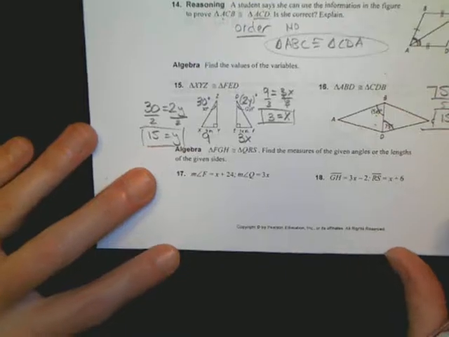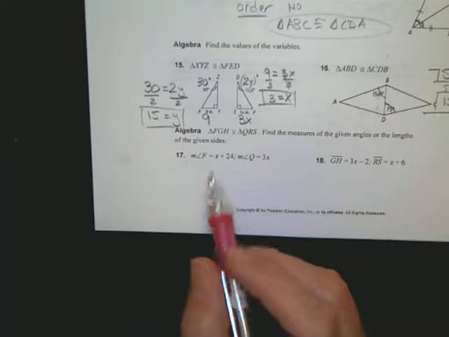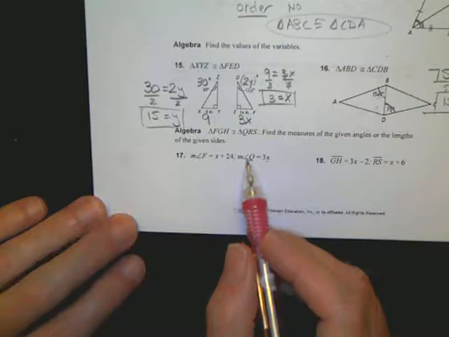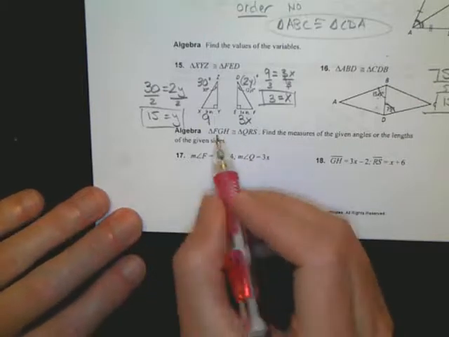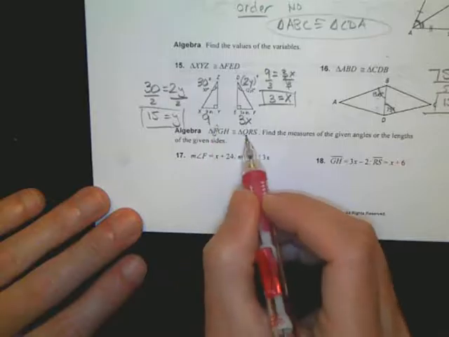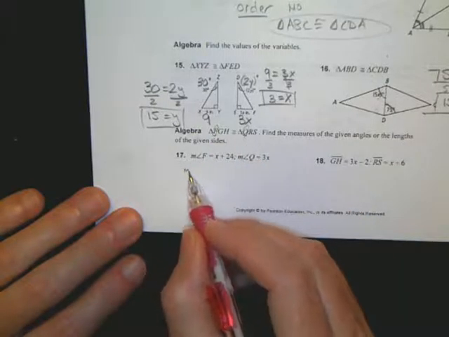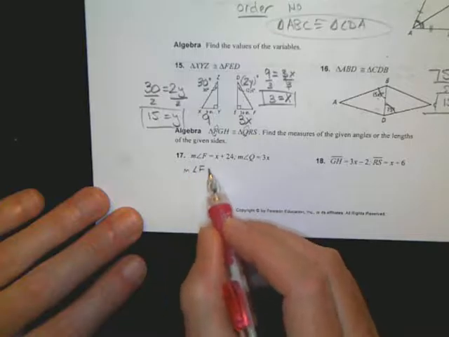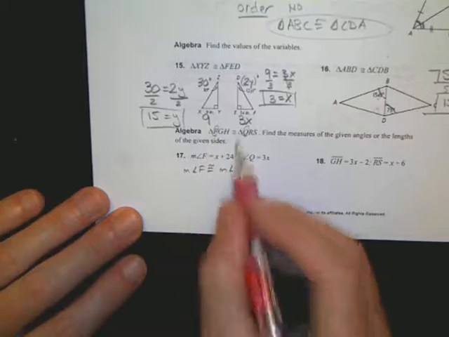Let's take a look at two more here. Number 17, it tells me that the measurement of angle F is this, and the measurement of angle Q is this. If I look back at my triangle, where it tells me they're congruent, F is my first one, Q is my second one. So basically, I already know that the measurement of angle F is congruent to the measurement of angle Q, based upon my triangle information.